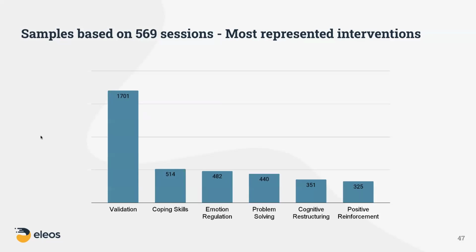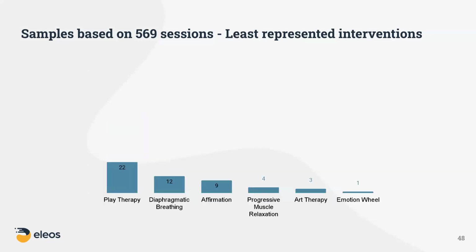Some of the most represented interventions, the ones with the most samples, are validation, positive reinforcement and cognitive restructuring that I mentioned before, which is great. This is enough data to train a classifier, but that's not always the case. Here we see the least represented interventions. We have emotion wheel with 1 sample and progressive muscle relaxation with 4. And I'll give a spoiler, they didn't go to production.